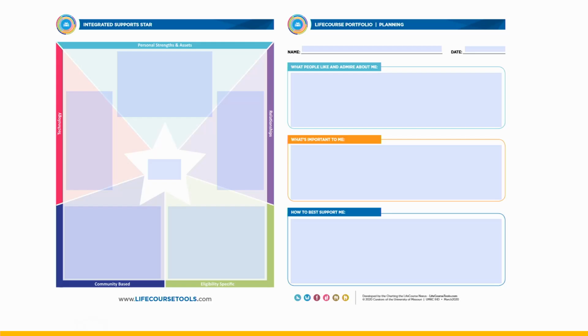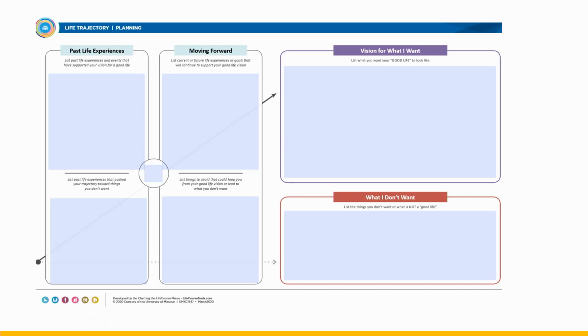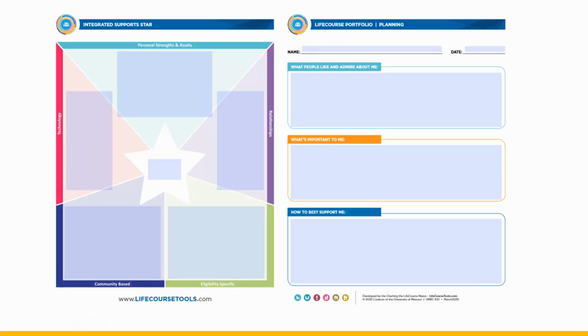So these 2 pages here are kind of a 1-page profile that includes a lot of the Charting the Life Course tools. It starts over here with the support star, and you fill in sort of, you could do it generally for a person. I have this arrow thing. I've never used one of these before, so it's very fancy for me.